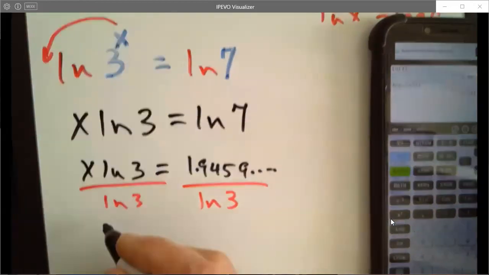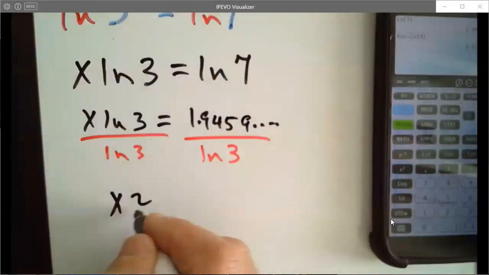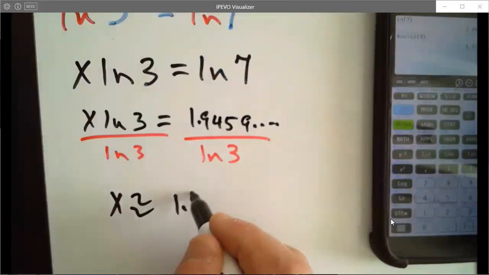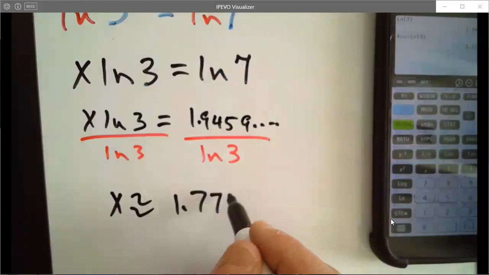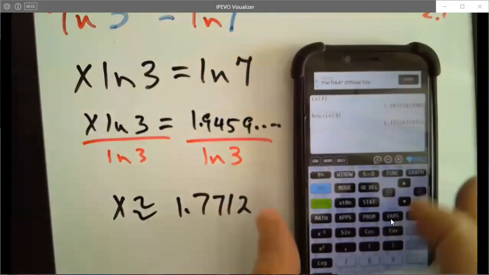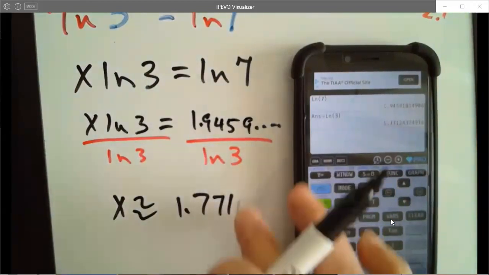1.7712 and so on. So x, the squiggly looking equal sign means approximately equal to 1.7712, and it goes on. They rounded it off to 1.771.